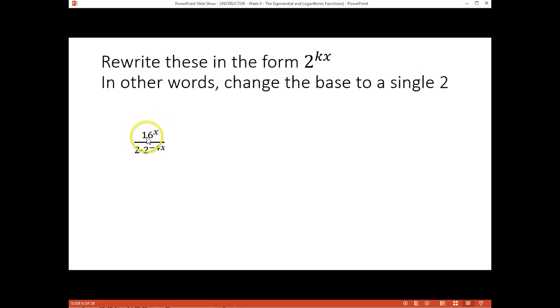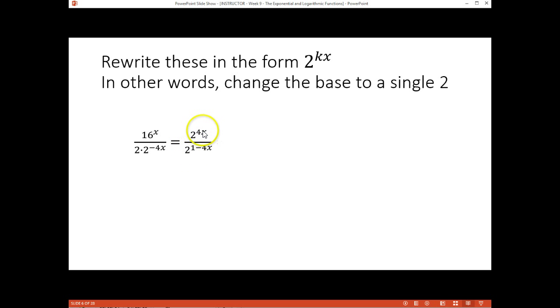So this becomes 16. We know from our previous slide is 2 to the 4x power. And we also know from our rules for exponents that when I multiply, I add exponents. Well, this is 2 times 2 to the negative 4x. This is just 2 to the first power. So this becomes 2 to the 1 minus 4x. Now we're going to apply our last rule. Our last rule says if I have the dividing numbers with the same base, I subtract exponents.